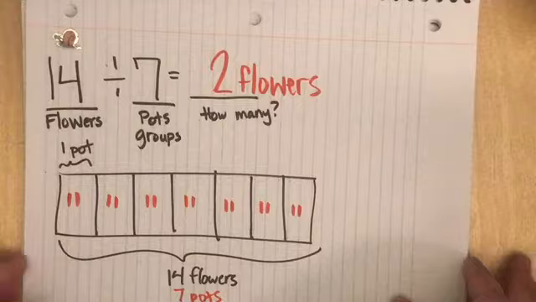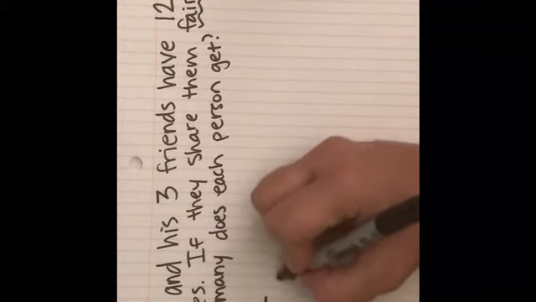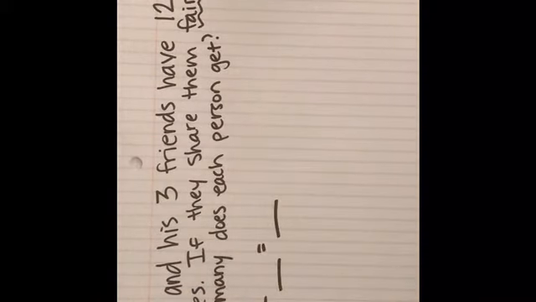Okay, let's try another. Colton and his 3 friends have 12 cookies. If they share them fairly, how many does each person get? I want you guys to write your equation. Leave blank your unknown, or you can write your letter for your unknown. And then I want you to draw your tape diagram and solve. Go ahead and press pause and press play when you're done.